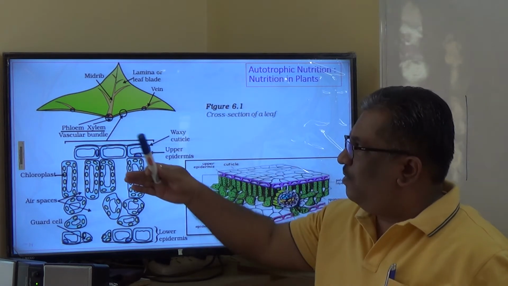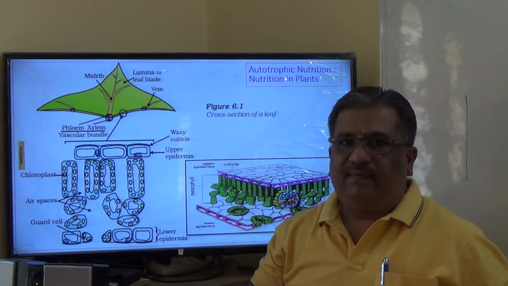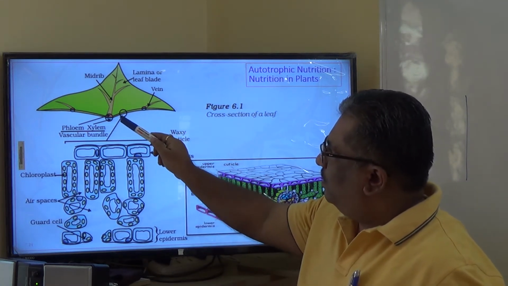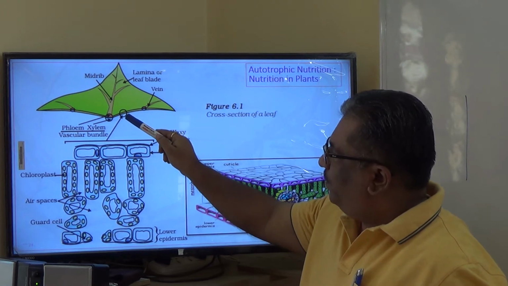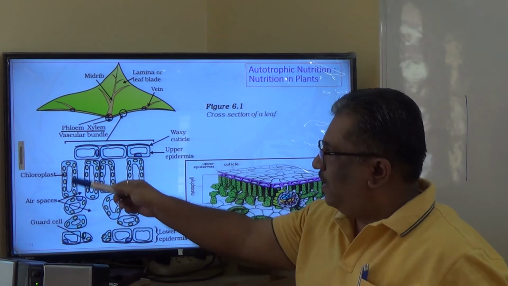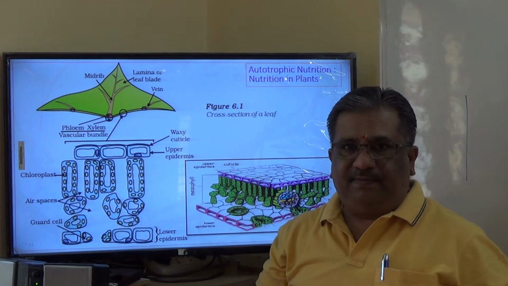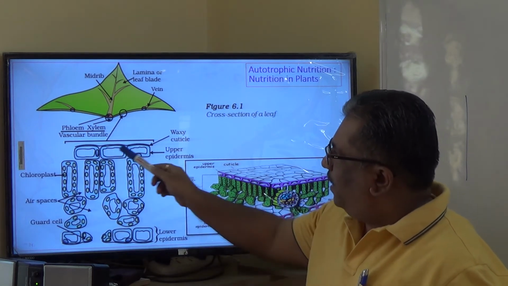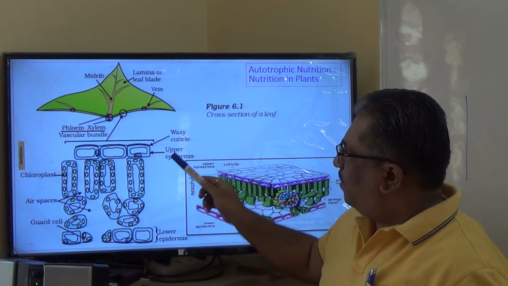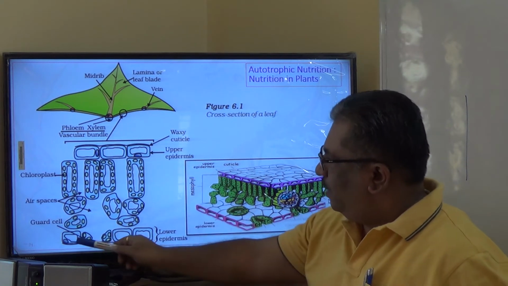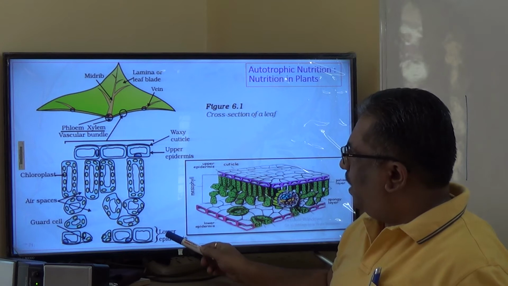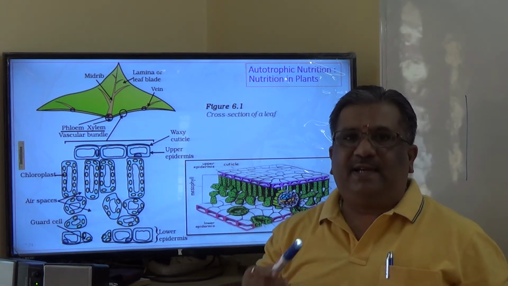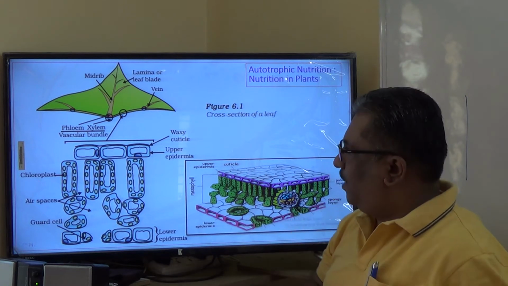A cross section of the leaf is taken. In that cross section, a small part of this leaf's cross section is enlarged and some of the parts have been identified. So the top layer here is called the upper epidermis. The bottom layer of the leaf is called lower epidermis. The top layer has a waxy coating called waxy cuticle.